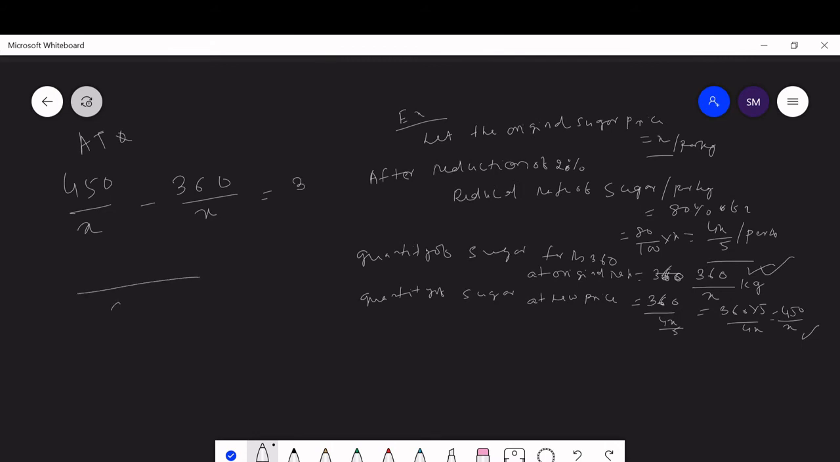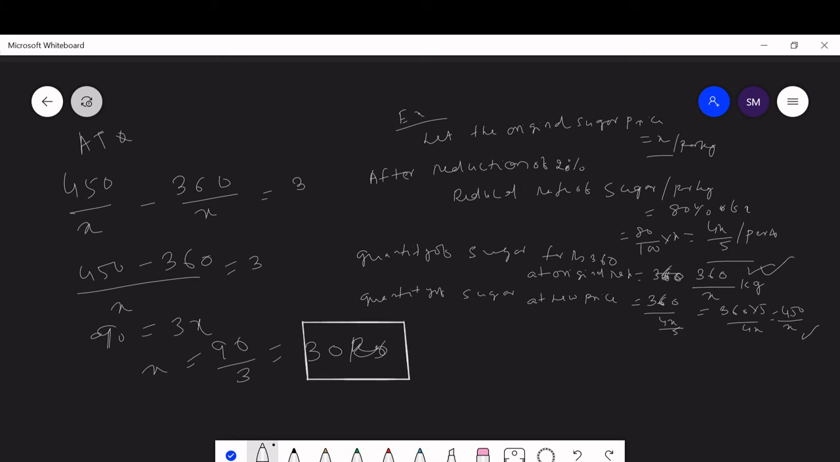Then taking x as the LCM, 450 minus 360 is equal to 3. Then here we get 90 is equal to 3x. x is equal to 90 upon 3, which is equal to 30. Here the actual sugar price before reduction was 30 rupees.